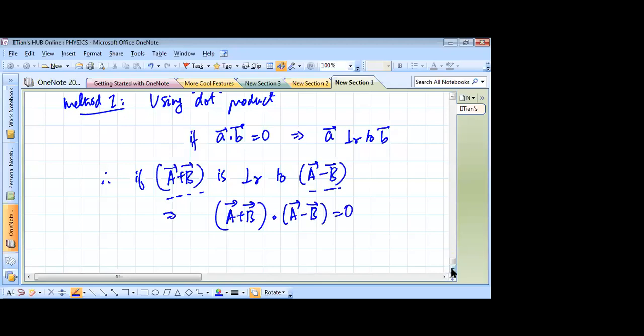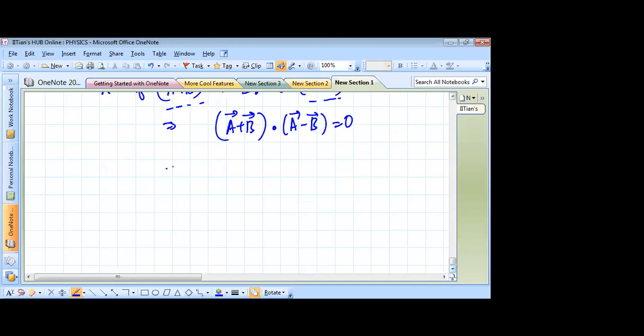So this is a very simple way of solving it. Now open this bracket by distributive property of dot product. So A dot A minus A dot B plus B dot A minus B dot B is equal to 0.